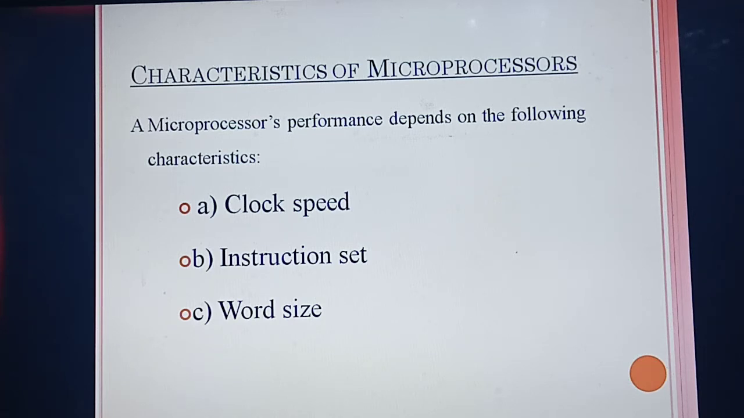What are the 3 characteristics? Clock speed, instruction set and word size. Once more, what are the 3 characteristics? Clock speed, instruction set and word size. Sometimes they ask a 2 mark or 3 mark question, write the characteristics of microprocessor. Then you need to write only these 3 points, no need to explain. But if they ask a 5 mark question, you need to explain each and everything in detail. Understood?